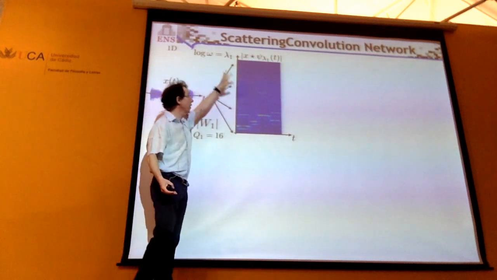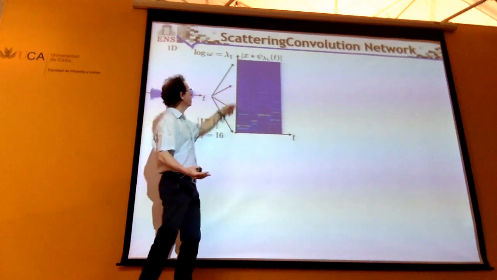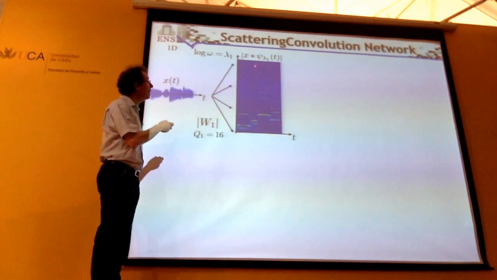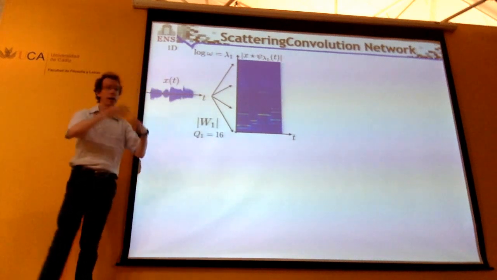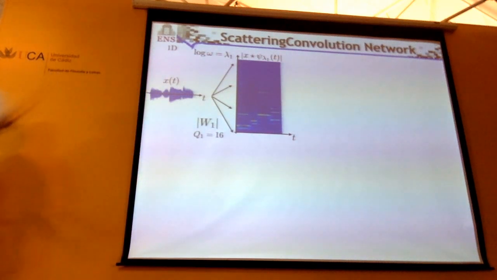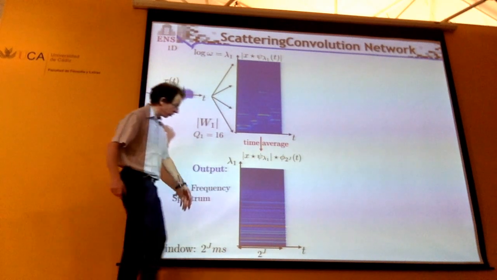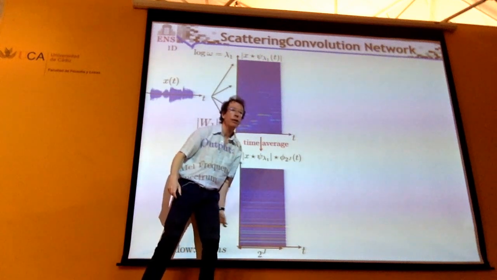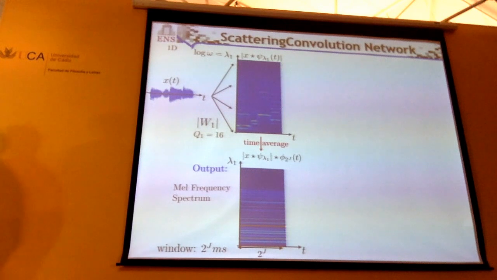Once you've done these linear operators, modulus, you've created a new dimension, which is a frequency dimension, which is the index of your filter. And that's an image where now your layer lives. If you apply an averaging, because you want to be translation invariant, you lose all the time. And so you lose the localization, the geometry of the structure.